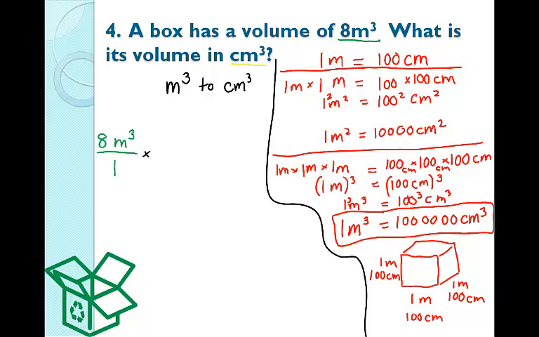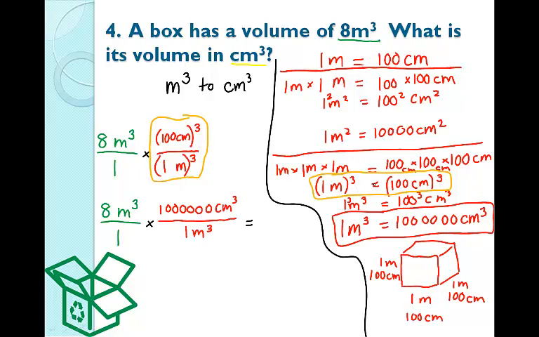So let's apply this conversion factor to our problem. If we know the box is 8 meters cubed, we can put that over 1 to show that this is the number in the numerator. Then we'll take our conversion factor. You could either use this form here where you said, well, I know a meter is 100 centimeters, so cube it all. Or you could write it with this longer form. It's going to give you the same answer.